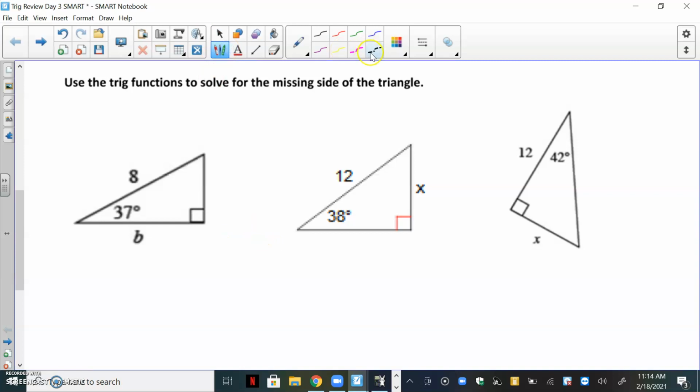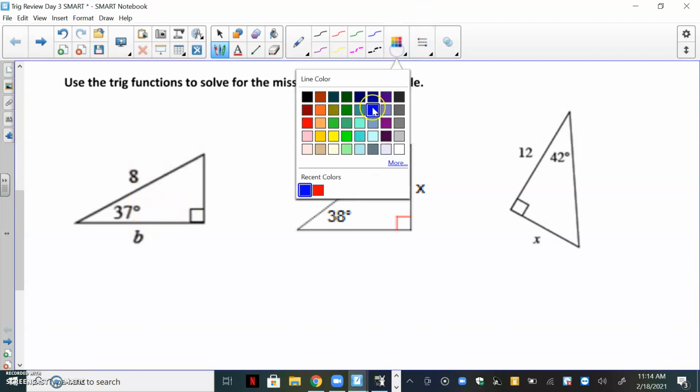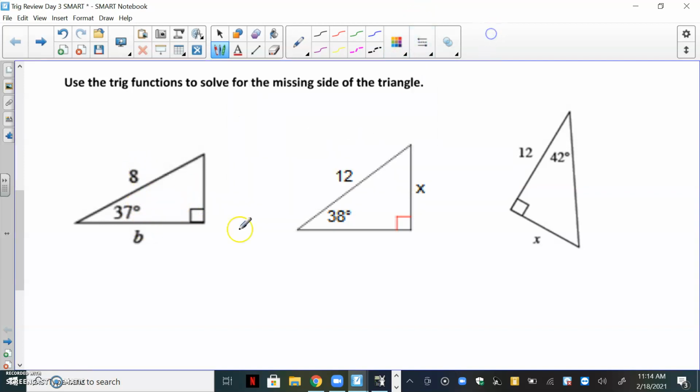Alright, so this first problem here, we have a right triangle with a 37-degree angle, and we have some information about it. So the first thing we want to do for these kinds of problems is label the sides where there's information as O, A, or H. So this 8 over here, we know it's the longest side on this triangle, so we're going to go ahead and label it H for hypotenuse. This B is the one that's right next to the angle, and so that's going to make it the adjacent.